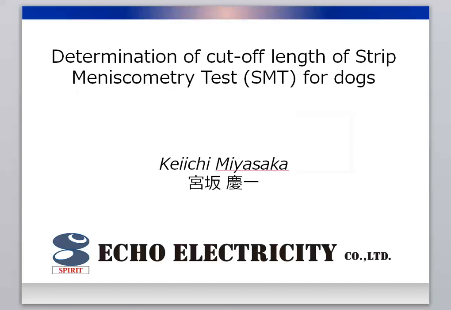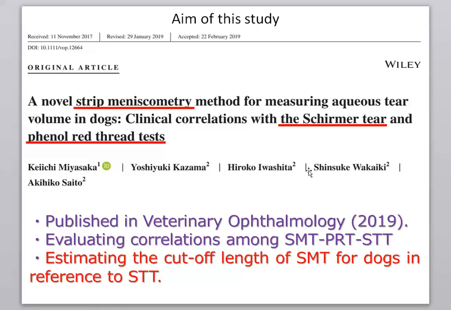For today, I've created this video to attempt to explain something about the determination of the cut-off length of the strip meniscometry test for dogs. Essentially, this talk is based on the paper we published last year in 2019. The title was "Novel strip meniscometry method for measuring tear volume in dogs: Clinical correlations with the Schirmer tear test and the Phenol red thread test."